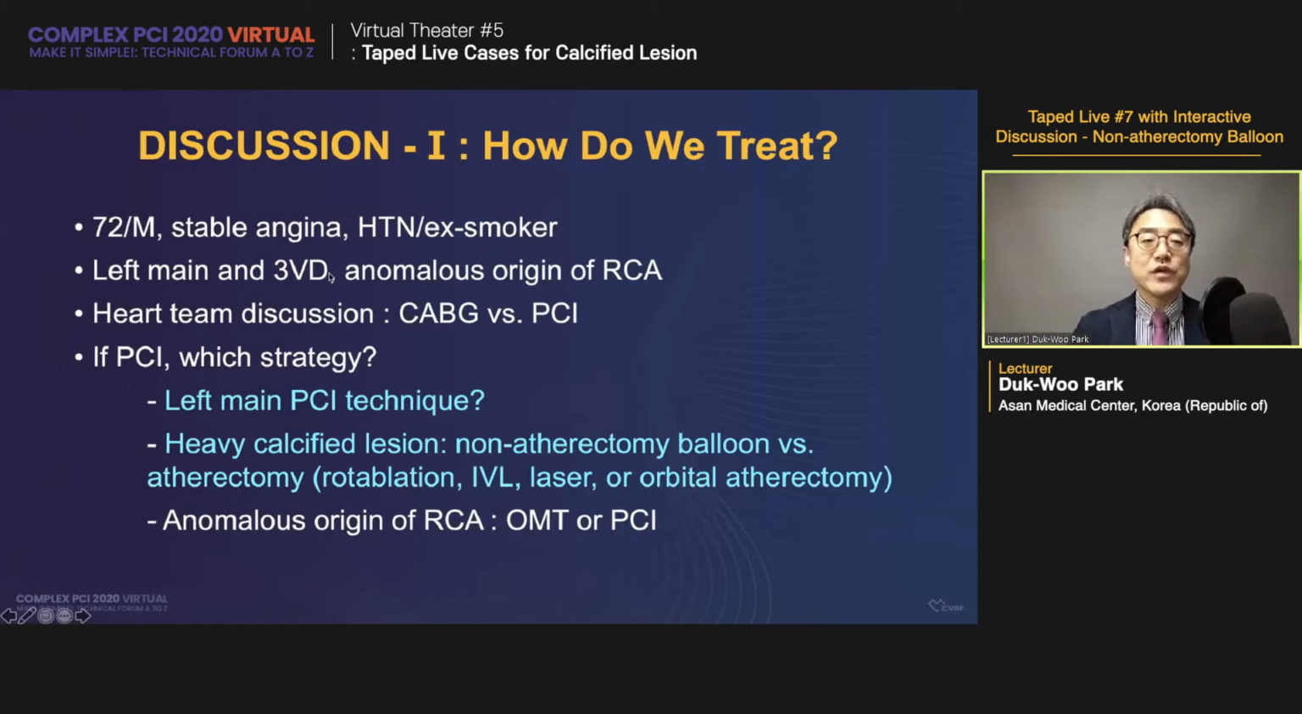The patient is a 72-year-old male with stable angina, hypertension, ex-smoker, left main 3-vessel disease. For the interim discussion: CABG versus PCI, which strategy? For left main PCI technique in heavy calcified region, how do you treat: non-atherectomy balloon, or if you select atherectomy, rota, IVL, laser, or orbital atherectomy? How to treat the RCA, OMT, or PCI? Any comment for this case?